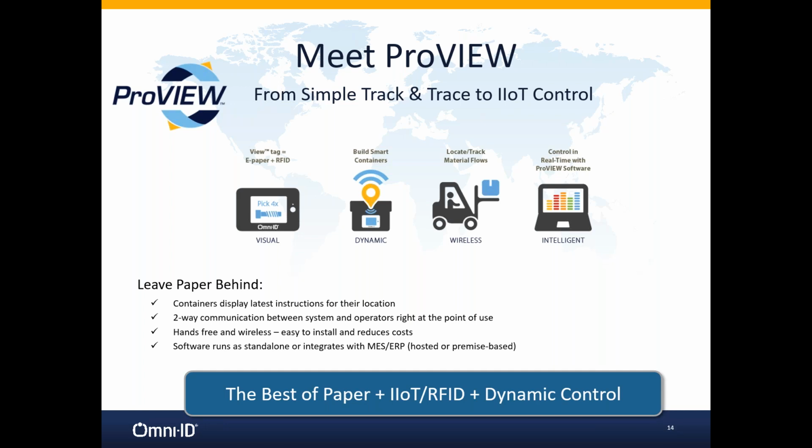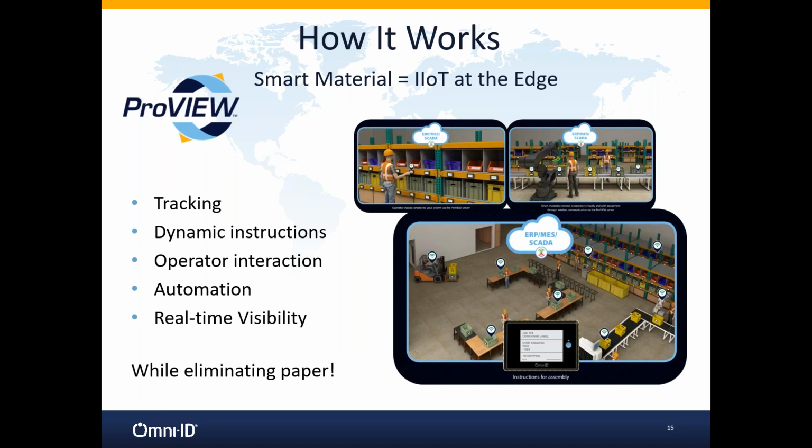Okay, let's talk a little more detail about ProVIEW and how it works. So we mentioned smart material at the edge. ProVIEW really is all about that. It's about putting some intelligence more directly onto the material, whether that's through a small tag or a larger visual tag. We're able to create an electronic intelligence directly on the container that the material is flowing around in. And as we mentioned before, that's the key to our system.